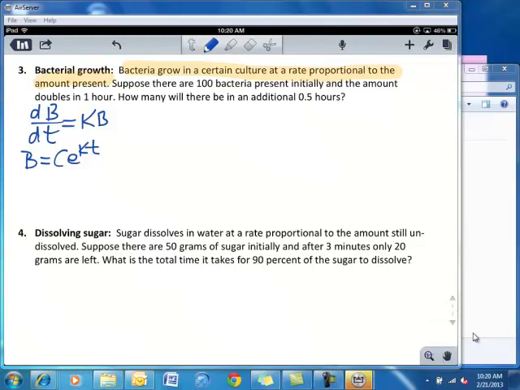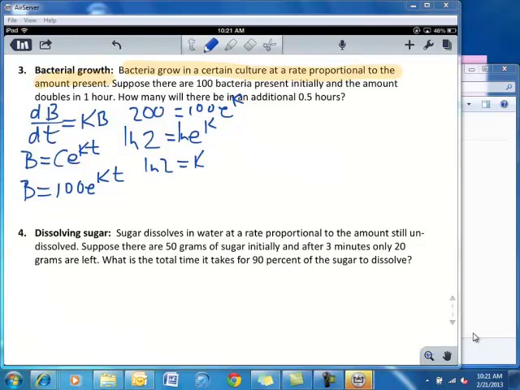So what did you get for C? C has to be 100, so B is equal to 100 e to the kt. How do you figure out k? It doesn't give the same kind of information, does it? Well, sort of. You know that B is 200 at 1 hour. Obviously 100 doubled is 200. So then you do the natural log, and ln of 2 is equal to k.